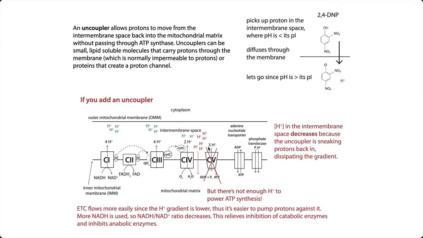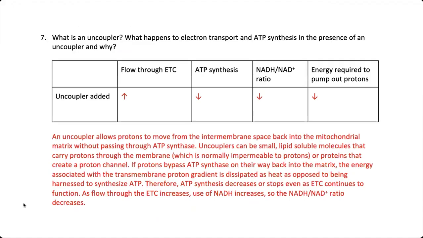make ATP. You're using more of your NADH, however, and so your NADH to NAD+ ratio decreases, which is going to relieve the inhibition of catabolic enzymes, and it's going to inhibit anabolic enzymes. We'll talk more about that in upcoming lessons, so you don't need to worry about that now, but it is something that you should start thinking about.